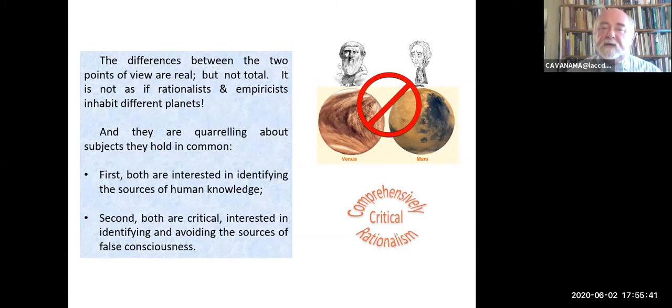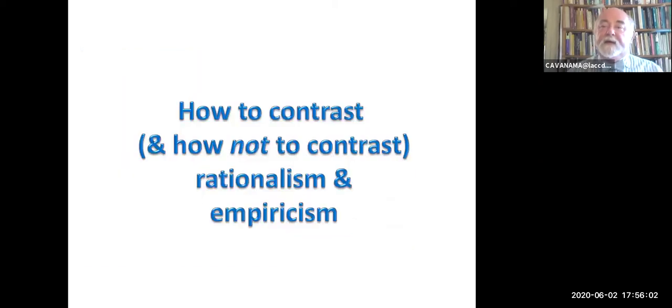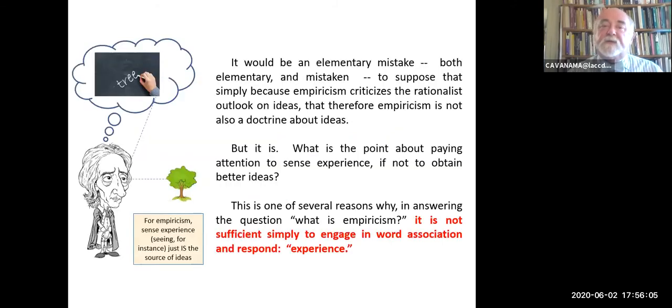It's not that rationalists and empiricists are on different planets. No, they're quarreling about subjects they hold in common. First, both camps are interested in identifying the sources of human knowledge. They just differ on what those are. Secondly, both are critical. They're interested in identifying and avoiding sources of false consciousness. They just differ on what those are. So there are ways to contrast rationalism and empiricism, and there are ways not to contrast them. It would be an elementary mistake to suppose that simply because empiricism criticizes rationalism, empiricism is not also a doctrine about ideas. But it is. What's the point of paying attention to sense experience if it's not to obtain some better ideas?